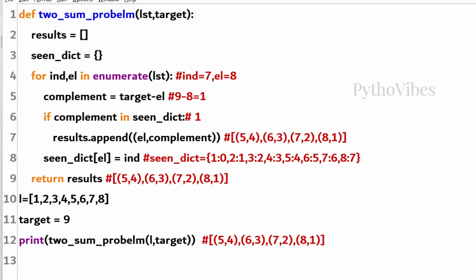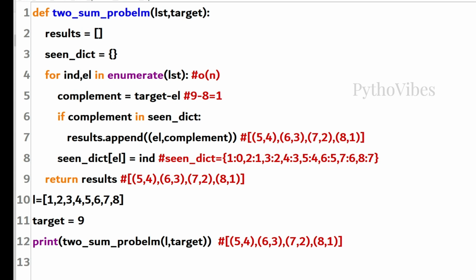Now if we look at the time complexity of this code, to loop over all the elements in this list, it takes order of n. So overall, in the worst case scenario, the time complexity of this whole code is going to be order of n.